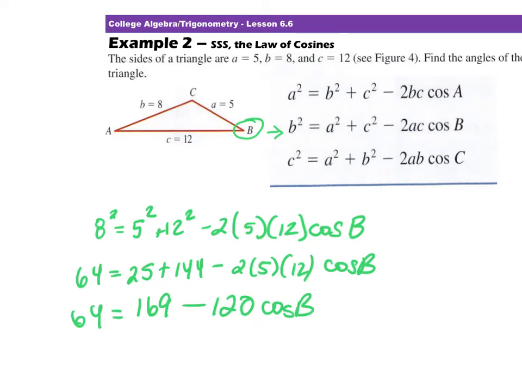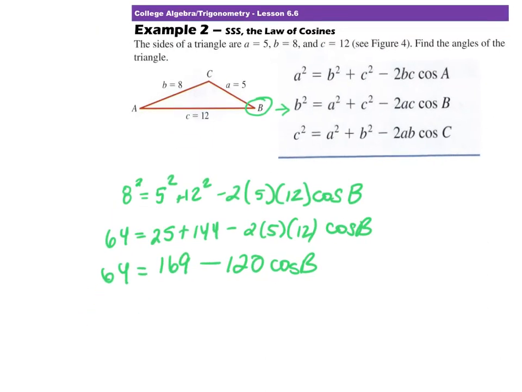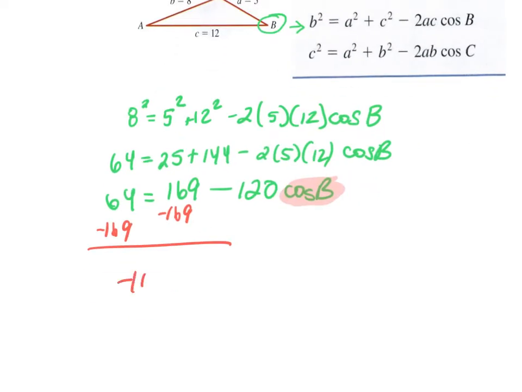Now, what am I trying to get all by itself? What letter do you see? B. Okay, so I'm trying to get the cosine of B by itself. So in order to do that, the first thing I'm going to do is subtract 169 from both sides. So I have 64 minus 169 is negative 105. So negative 105 equals negative 120 times the cosine of B.